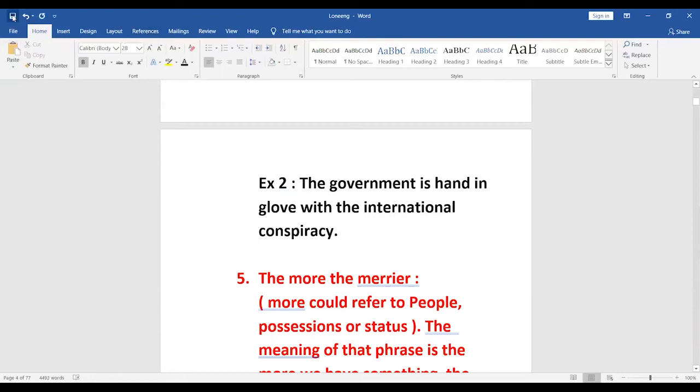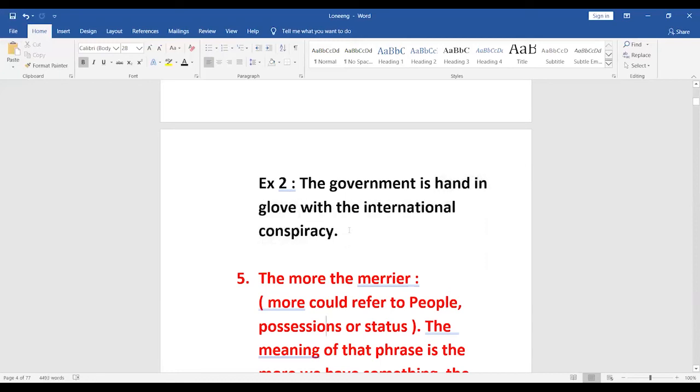So here there is an international, secret problem happening, and the government is fully aware of what's happening globally, and they are hand in glove, which means they are aiding and abetting for that thing to happen, and it's not lawfully right. But nevertheless, that is the meaning, and this is where you use the phrase hand in glove.